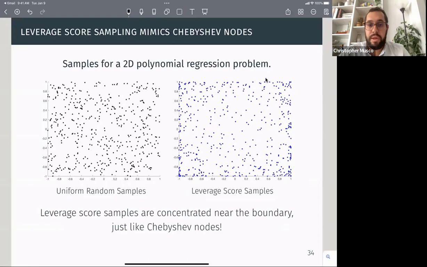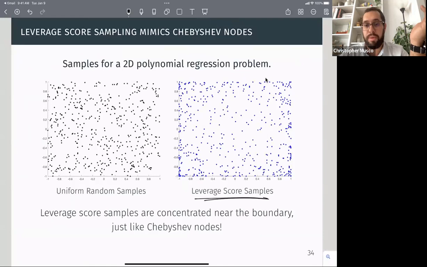There's actually a really close connection between the leverage scores and the Chebyshev nodes. If I do leverage score sampling, on the left I have uniform random samples, and on the right I have leverage score samples collected for 2D polynomial regression. You can see that these leverage score samples almost mimic what Chebyshev nodes are doing. They're concentrating samples near the edges and corners of the box I'm fitting over, just like Chebyshev nodes would do.